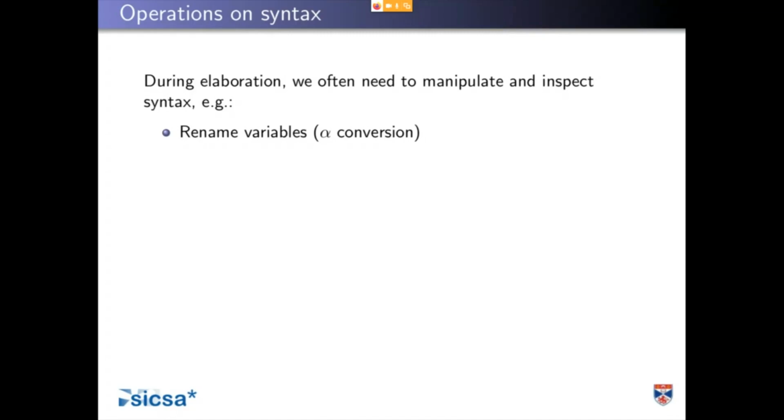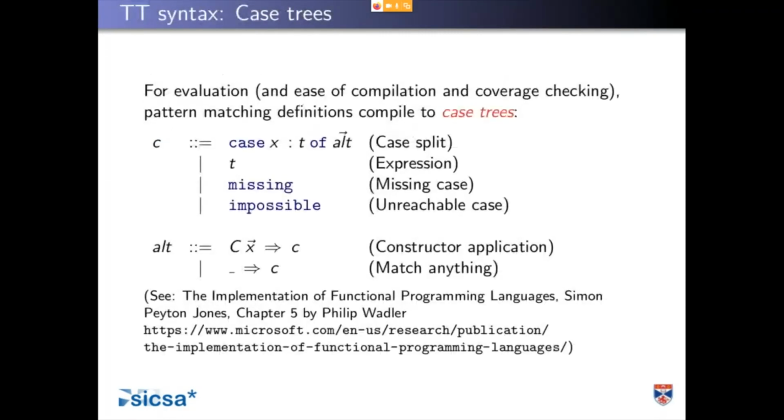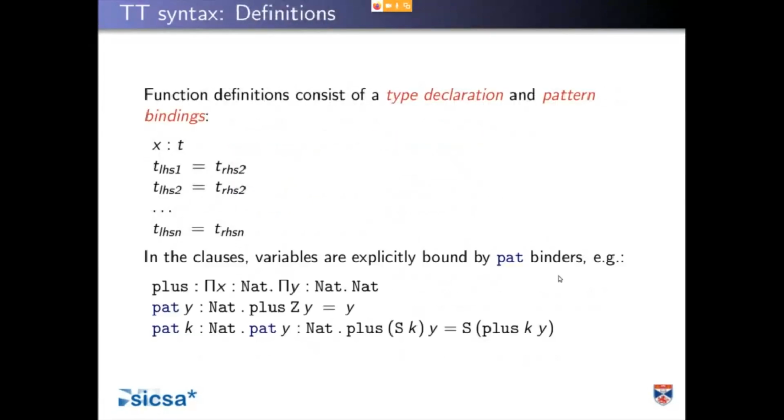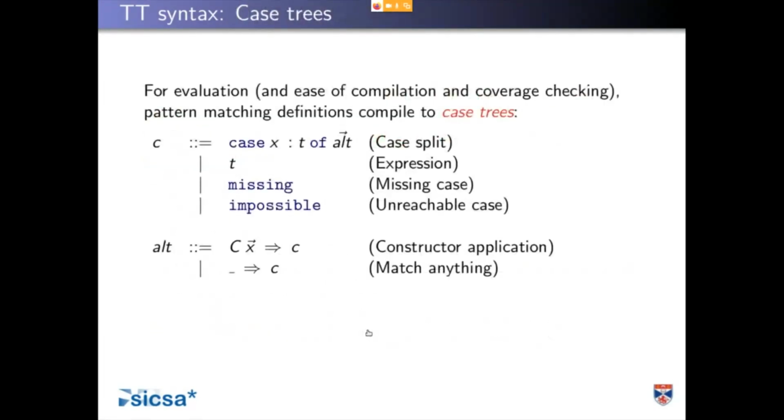Yes, so if you have case trees on the right-hand side, why do you have pattern matching on the left-hand side of definitions? Couldn't you make do with only binding variables in definitions? You don't. You turn the pattern matching definitions into case trees. So we start with these, and then the definition becomes plus x y equals case x of. So we're translating pattern definitions into case definitions. This is just the way we run them.